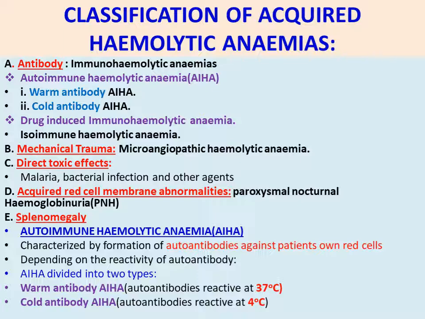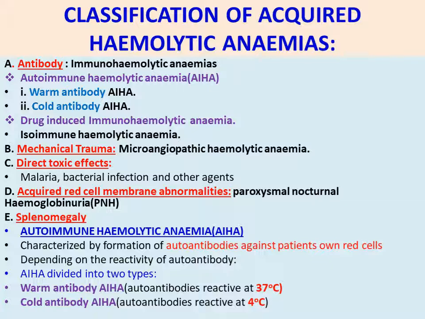Then next, drug induced immunohemolytic anemia. Here medicines or drugs are responsible for the hemolysis, mediated by the immunoglobulins. Then isoimmunohemolytic anemia. So immunohemolytic anemias include autoimmunohemolytic anemia, drug-induced immunohemolytic anemia, and isoimmunohemolytic anemia.